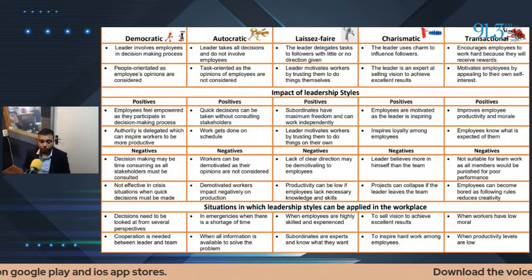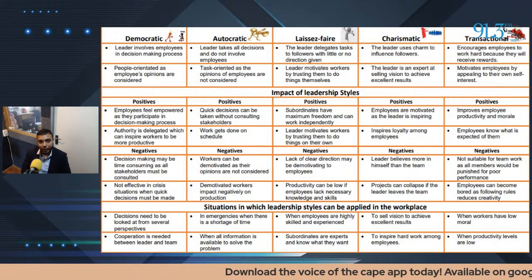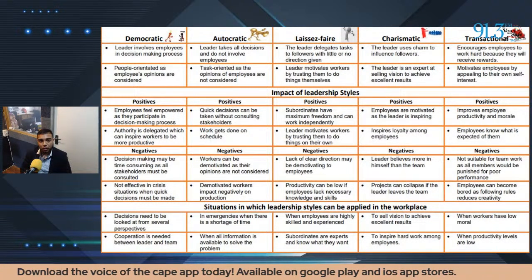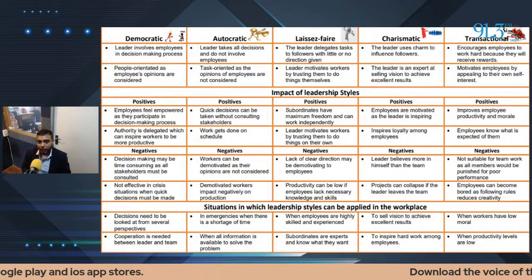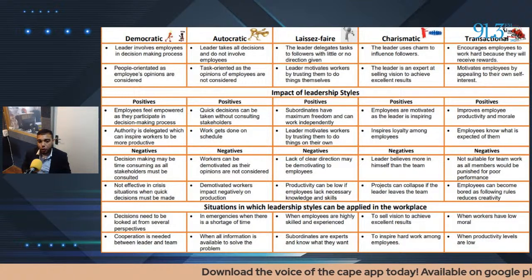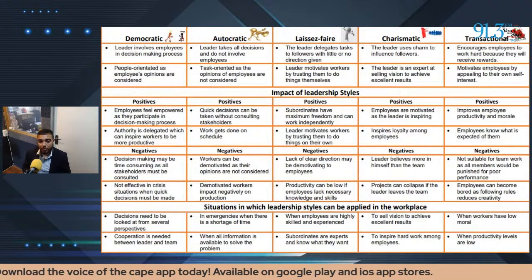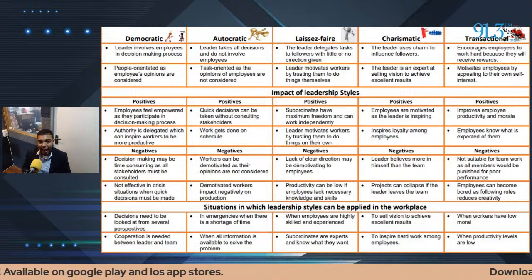So, a brief explanation would be the leader involves employees in the decision making process. It is also people orientated as employees' opinions are considered. Our impact of our leadership styles, we need to know impact is positive and negative. You can take a screenshot of this slide as I've shortened it for you guys for the examination. All the slides are now summarized notes for our prelims and our finals. Therefore, you can study this as is to help with your examination.